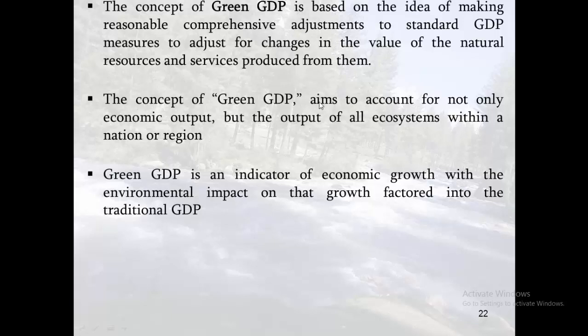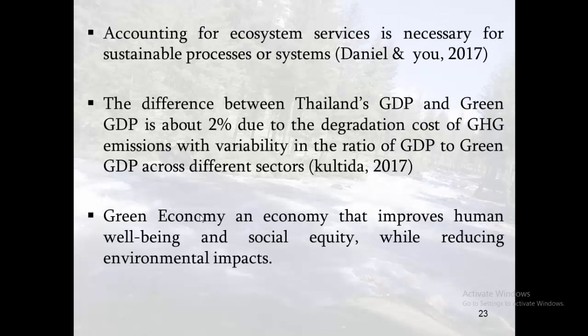The concept of green GDP aims to account for not only the economic output but the output of all ecosystems within a nation or within regions. This means that green GDP includes not only the production of goods and services, but also the subtraction of the cost given to the environment. The green GDP is an indicator of economic growth with the environmental impact on that growth factored into the traditional GDP. Accounting for ecosystem services is necessary for a sustainable process or system.